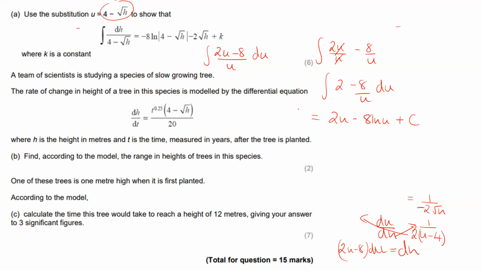And then, because we've not got any limits, this is the type of one where we've done the integration, we've used our substitution, and we now need to replace what was u. So u was the 4 minus root h. So this is 2 times 4 minus root h, minus 8 times the ln of 4 minus root h, plus c.